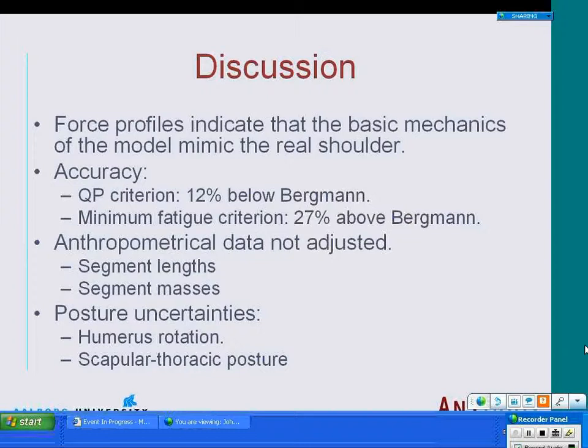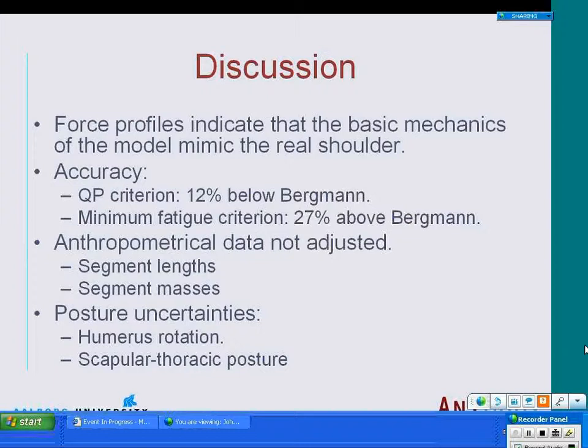So you can see that the force profiles indicate that the basic mechanics of the model and the real shoulder seem to be quite similar to each other. In terms of accuracy, when we use the quadratic criterion, we get reaction forces that are 12% below what Bergmann is getting. And if we use the minimum fatigue criterion, we get 27% above what Bergmann is measuring.